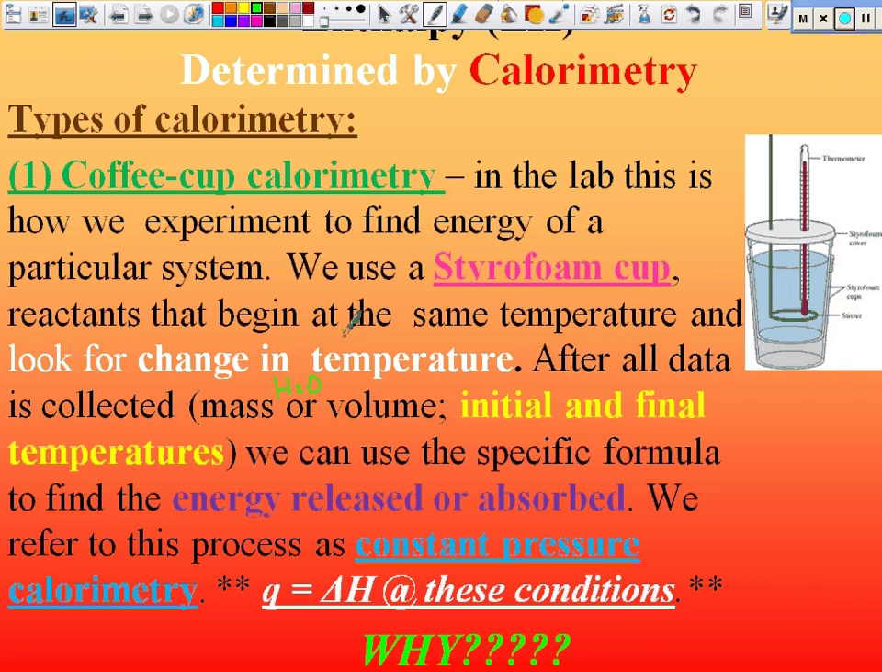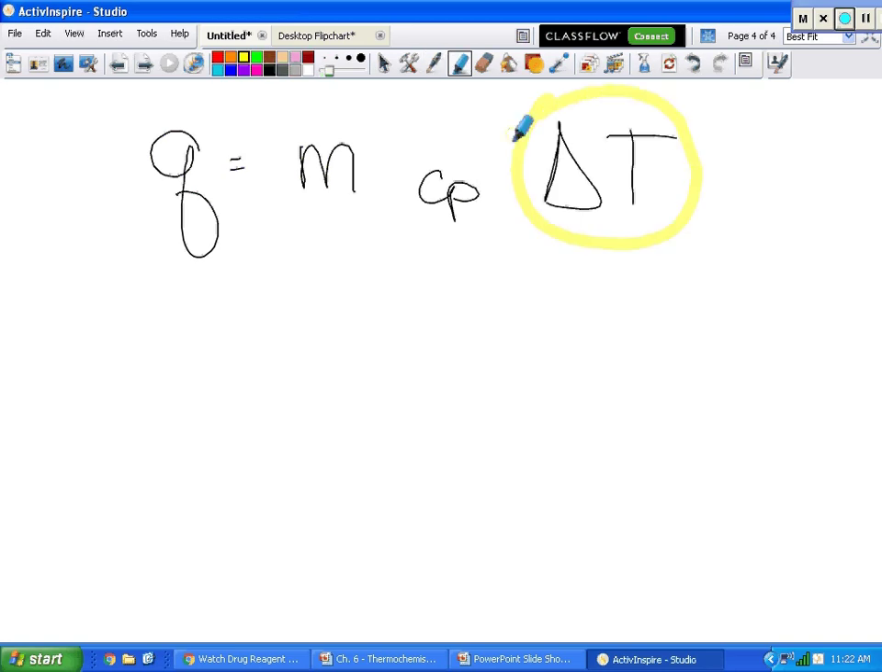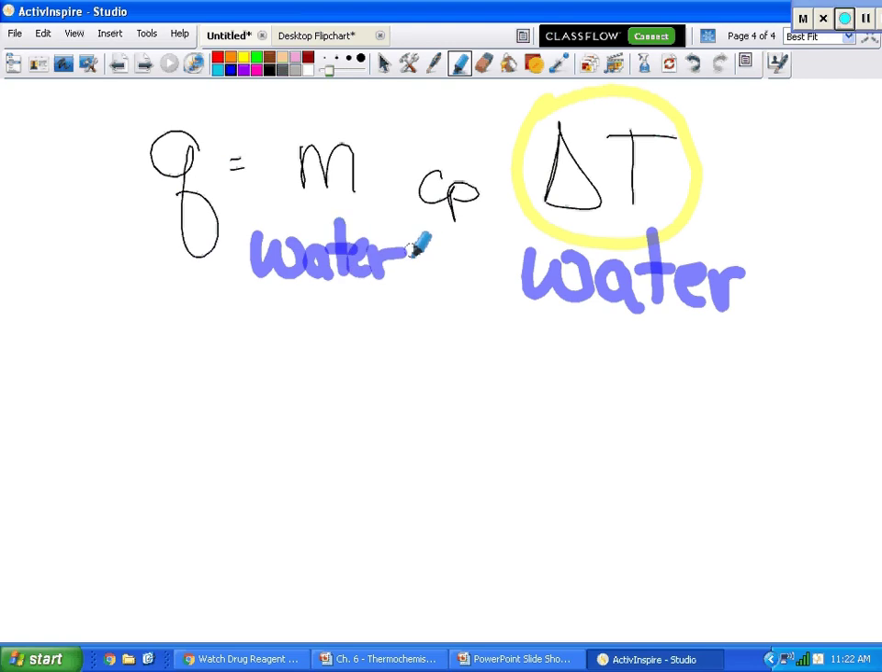So when we start calculating Q, we're going to have M CP delta T. You've all already told me that you're calculating the delta T of what? Of water. Well, if we're calculating the delta T of water, then what do we need the M to be? We need the mass of water. And finally, what about the CP? What do we need it of? We also need it of water. CP is specific heat. We'll talk about that in a second.